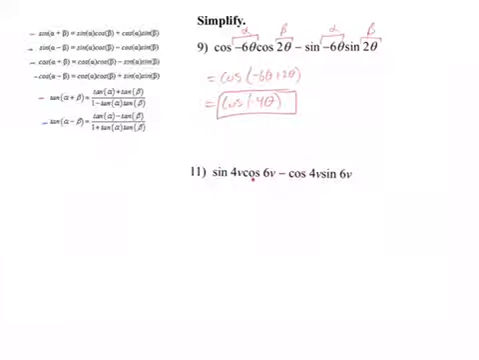This next one I have sine, cosine, cosine, sine. It's a minus in the middle, so that means I'm going to use this one. So this is my alpha again. This is my beta. Alpha, beta. So this comes out to be sine of 4v minus 6v, which is just equal to sine of -2v.